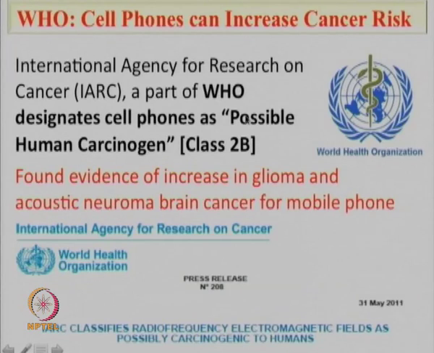However, WHO made it a little bit simple. WHO designates cell phone as a possible human carcinogen, class 2B, and they found evidence of increase in glioma and acoustic neuroma brain cancer for mobile phones. Now see, it is very interesting. What it says here is radio frequency electromagnetic field. So in fact, this includes cell towers also. It includes high radiation from FM radio, TV signals and radar systems and so on, whereas they modified it to cell phone. So why did WHO do that?